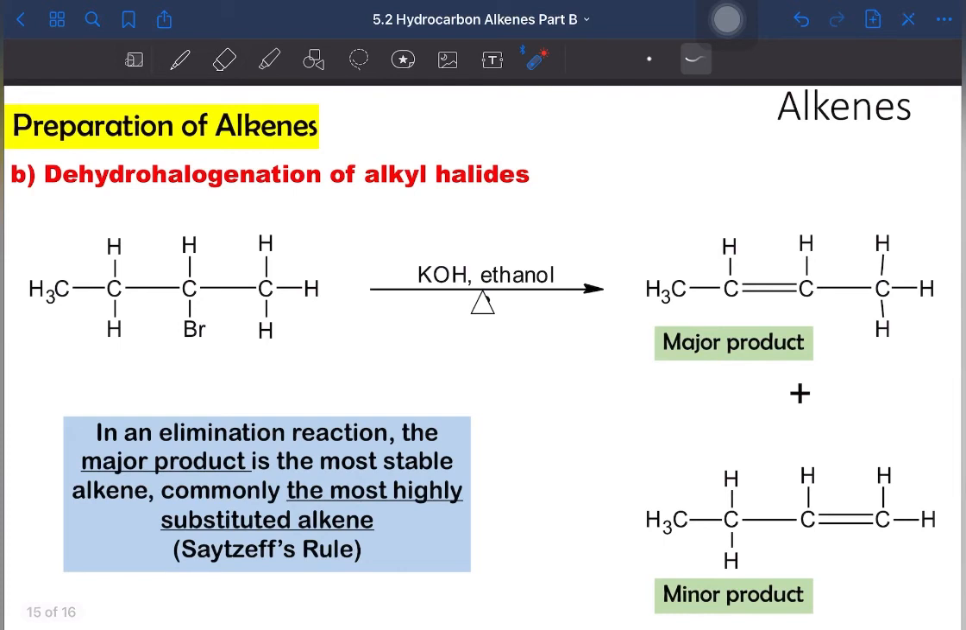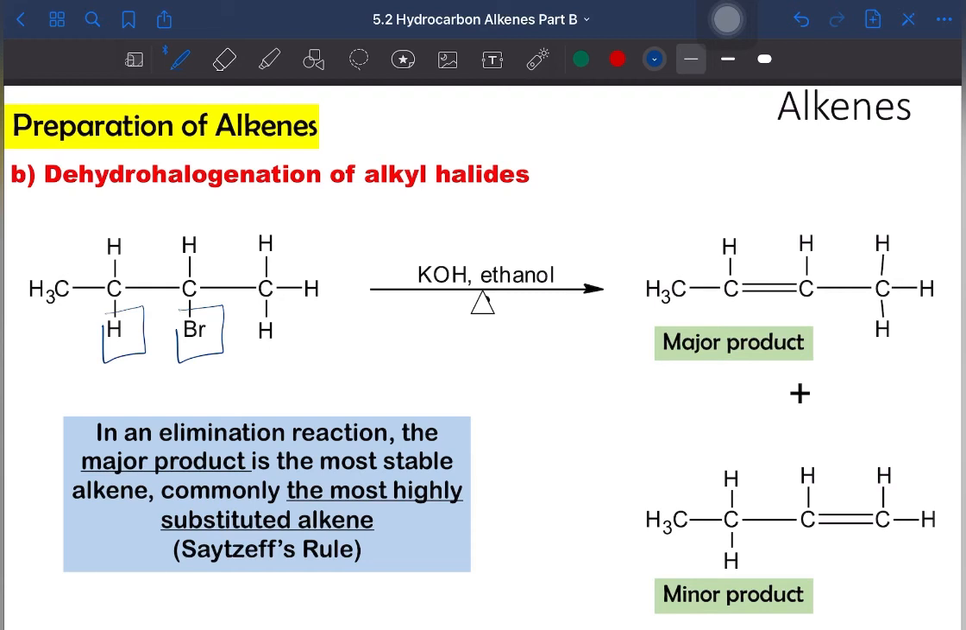Now we have finished talking about the first method of preparing an alkene, which is the dehydration of alcohol. Now we want to look into the second method, which is the dehydrohalogenation of alkyl halide. The alkyl halide is also known as the haloalkane. Dehydrohalogenation of alkyl halide means the removal of one hydrogen atom and one halogen atom from the adjacent carbon of the haloalkane.